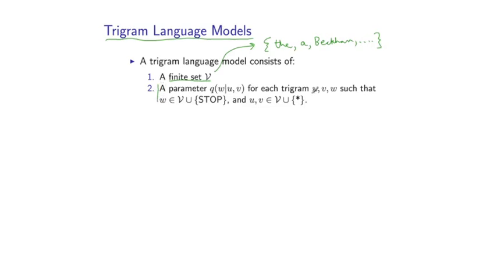So for every sequence of 3 words, u v w, which will be referred to as a trigram, we have a parameter q(w | u, v). We'll see very soon the role these parameters take. w could be any element of V, or it could be the stop symbol, and u and v could be any element of V in addition to these special start symbols we saw in a second-order Markov process.